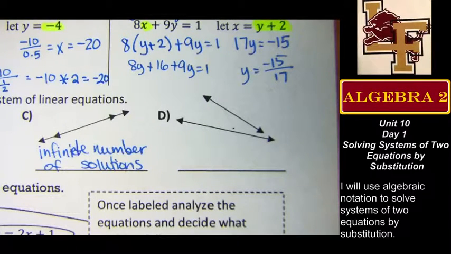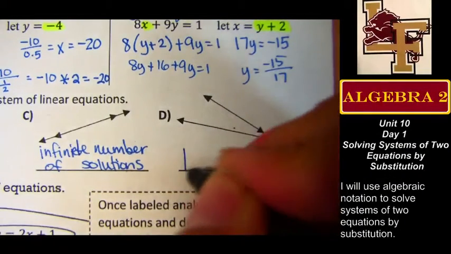Thank you. So for D, how many solutions can I expect? One. Why? They're not touching. They will though, end up intercepting. But they will, because those arrows mean it goes on forever, and eventually they're going to touch.